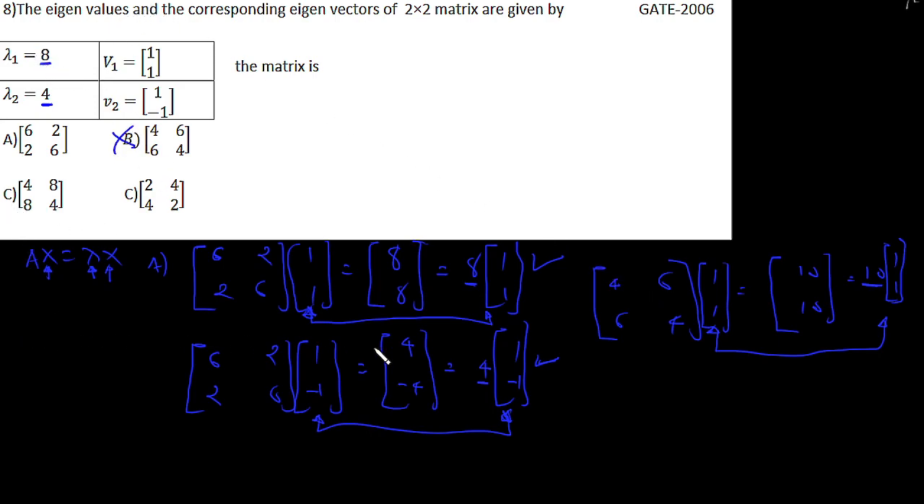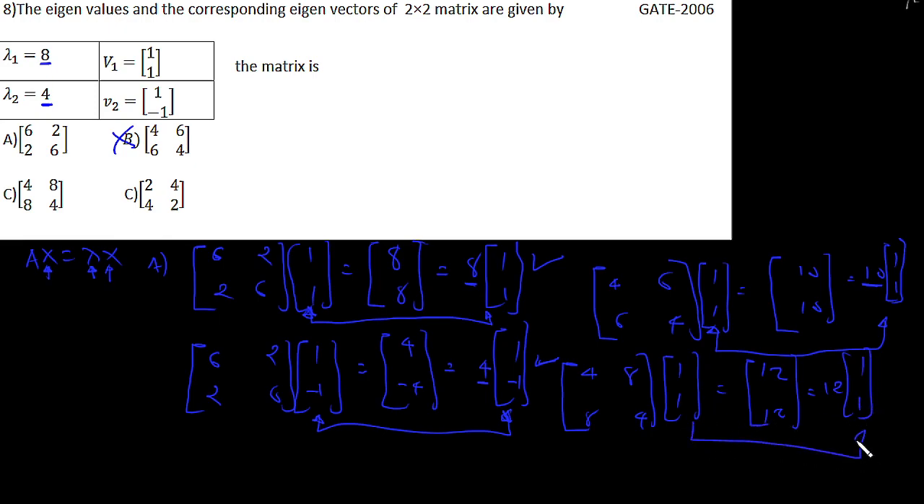Let's check option C. It is also wrong, but I'm checking just to be sure. Let's take 1 1 and do the multiplication. What we get is 12 and 12. You can take 12 out and get 1 1. Notice you get the same vector, but the eigenvalue corresponding to this vector is 12. Again, 12 is not given in the question. So option C is also wrong, and option A is the correct one.